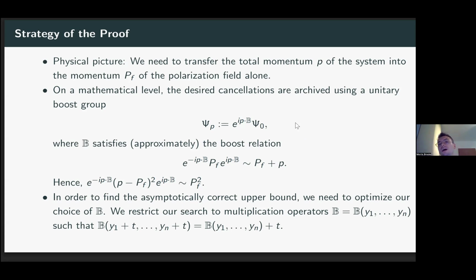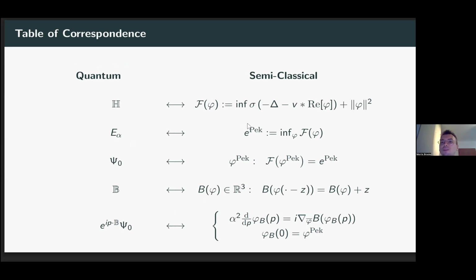So what I say is, okay, this quantum problem is too complicated. I don't understand how to pick the operator B. So what I do is I first translate the problem into a semi-classical problem, meaning instead of operators, I talk about functionals. Then I solve the semi-classical problem, so I find the right semi-classical boost, which is much easier. And in the final step, now that I have the right semi-classical boost, I promote it back to a quantum operation. So I first go to the semi-classical picture, solve the semi-classical problem, and go back into the quantum world. And I want to show you a small table of correspondence.